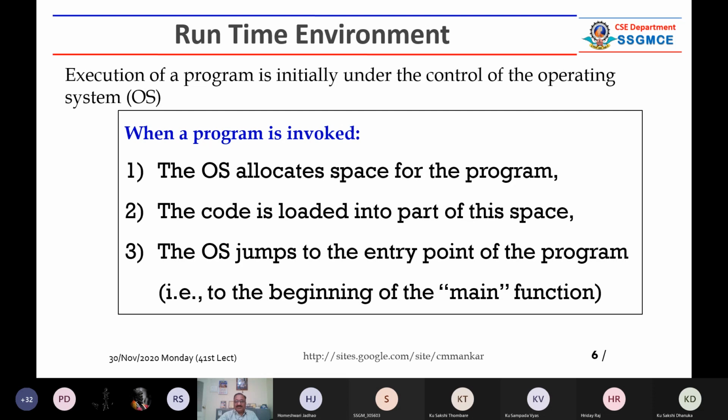So execution of a program is initially under the control of the operating system. That is the sole control of the operating system. The compiler has nothing to do with this runtime environment. The compiler's only job is to generate virtual addresses and hand them over. And assigning actual memory locations to those virtual addresses is the OS's job.